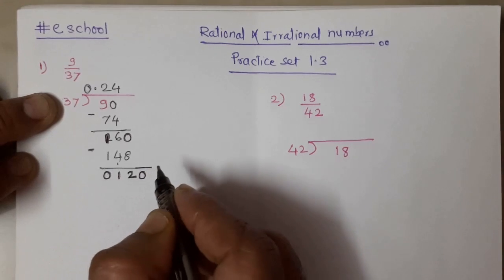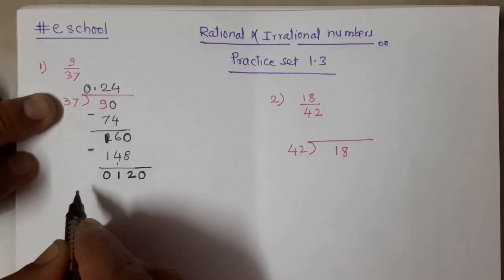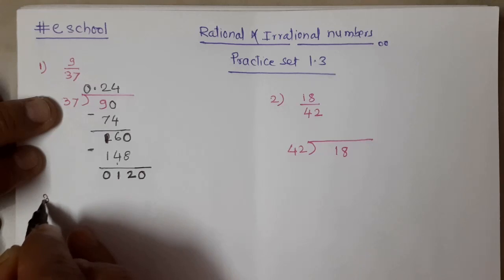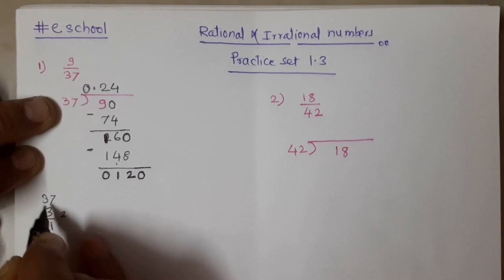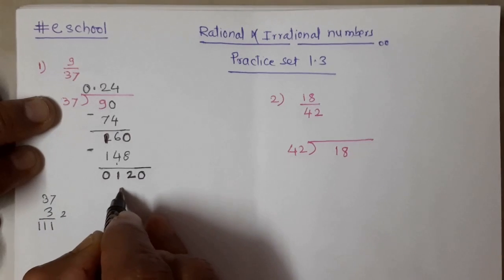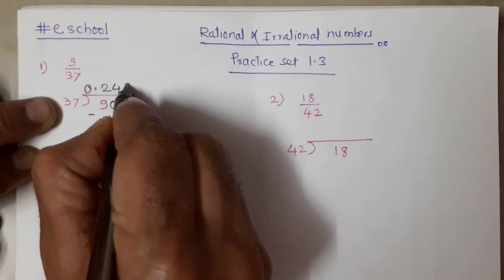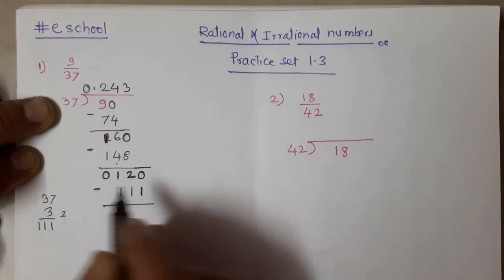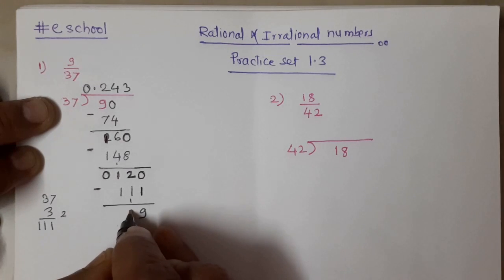37 threes is 111. So we can divide it by 3, so it comes up to be 111. Again we have to subtract it. 10 minus 1 is 9, 2 minus 2 is 0, and 1 minus 1 is 0.